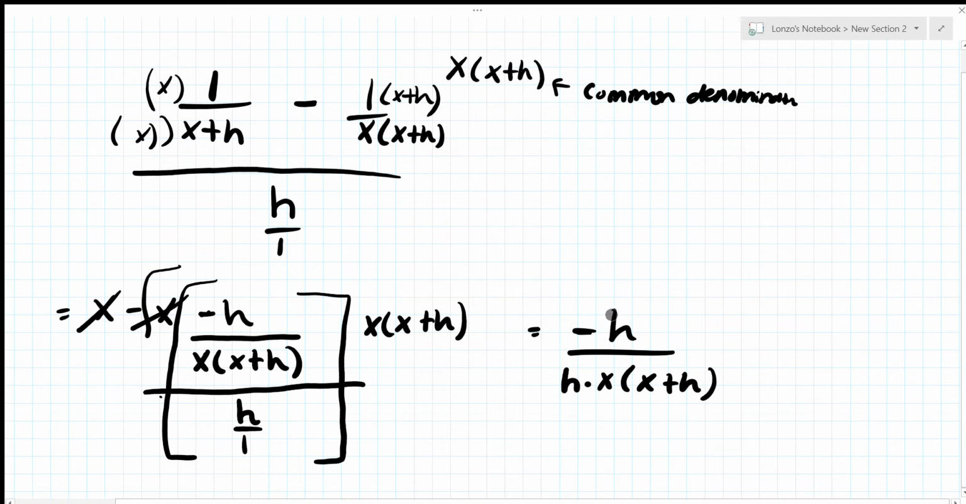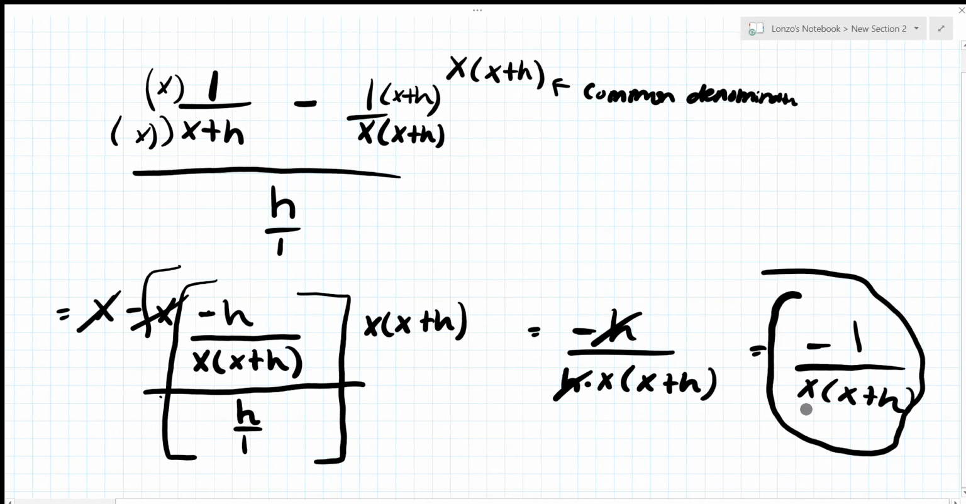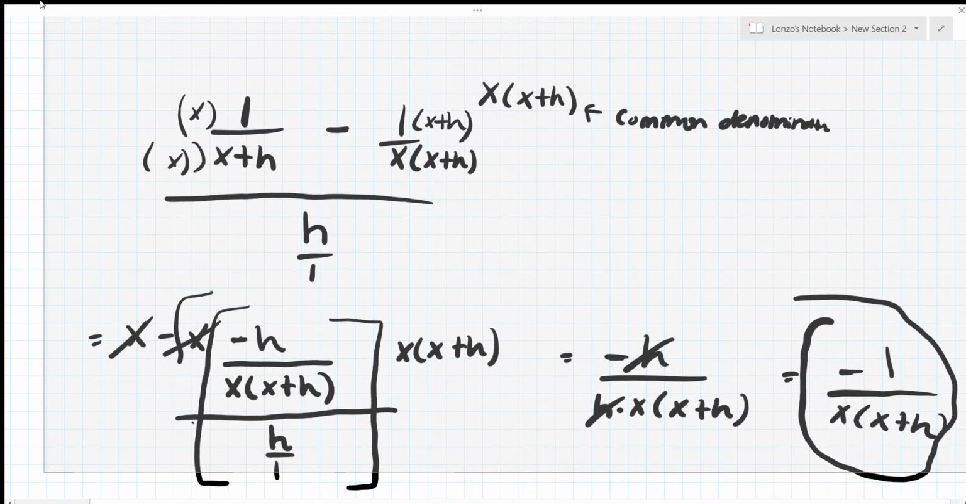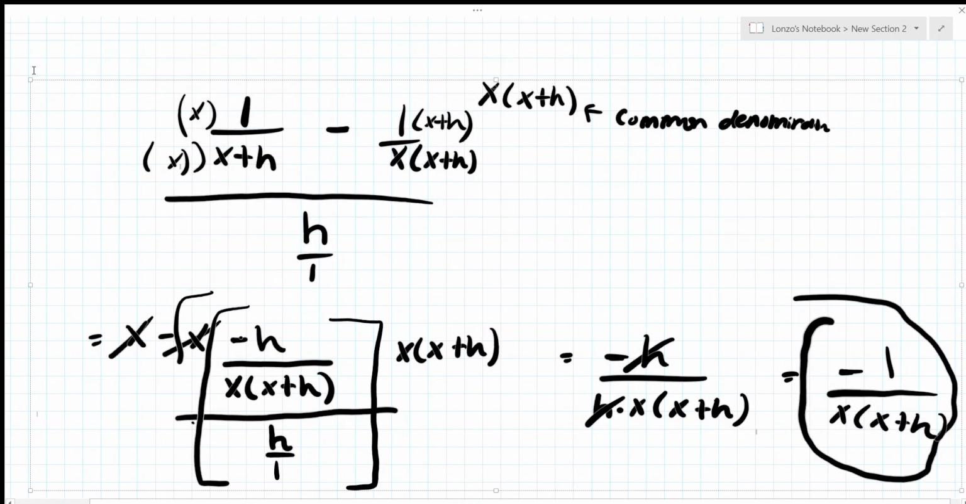So what happens to this h? The h cancels, right? So you're just left with negative 1 over x times x plus h. That's my final answer. You could FOIL this out if you want to. So let's do a last one.